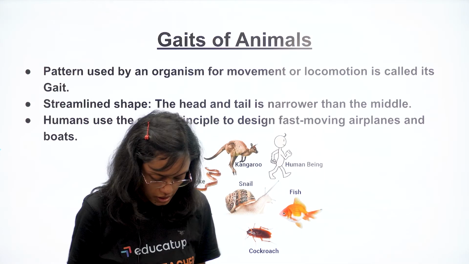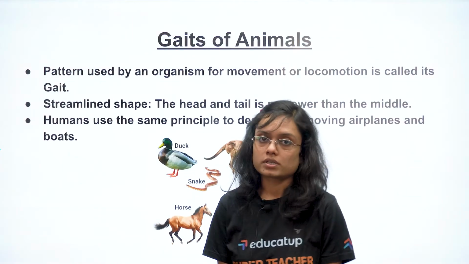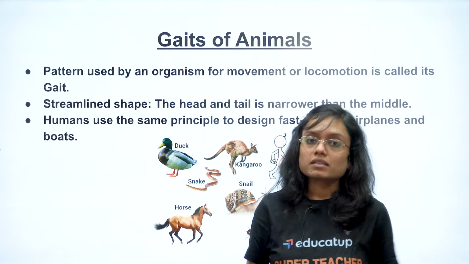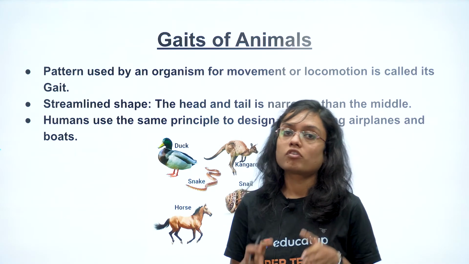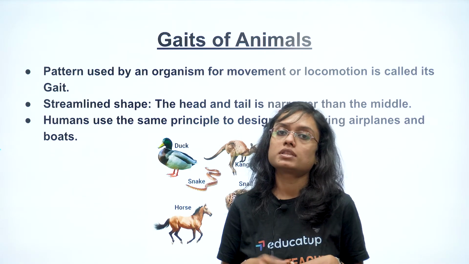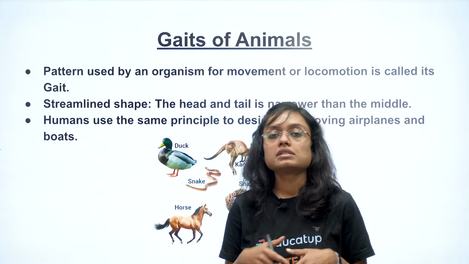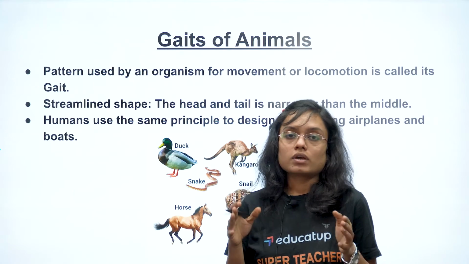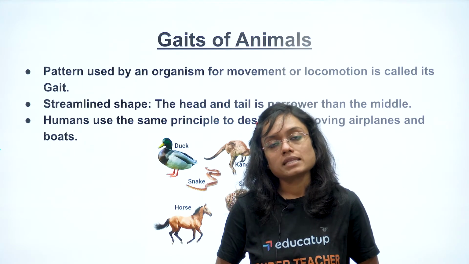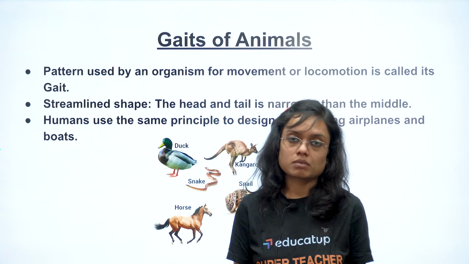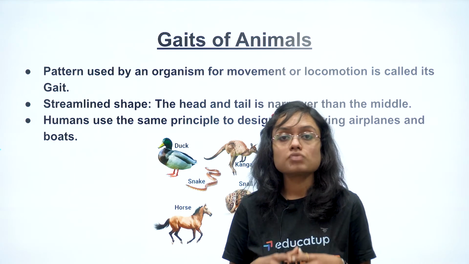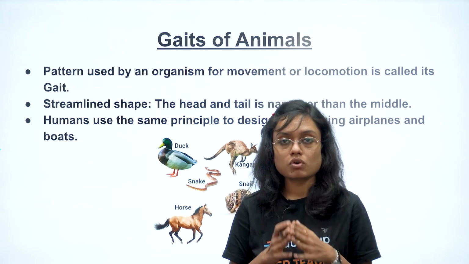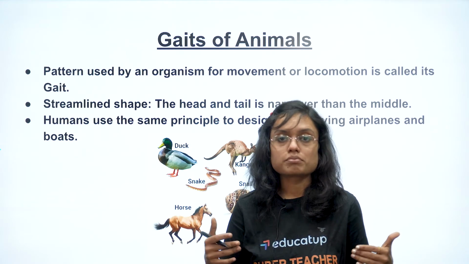Now we are going to study the last topic of the module, and which is also very important, that is gaits of animals. Now what do we mean by this word gaits? The pattern used by any organism for any kind of movement or locomotion is known as gaits. Different animals, different organisms have different organs for locomotion or movement. Now many animals or many organisms have a different kind of shape of their body, and the shape is known as streamlined shape. In this kind of shape, the head and the tail part is narrow and the middle part of the body is a little broad.